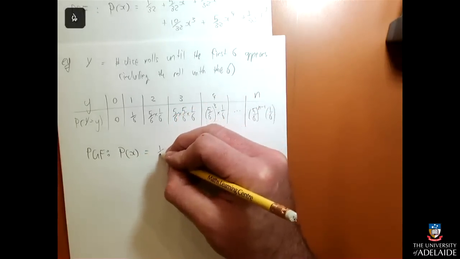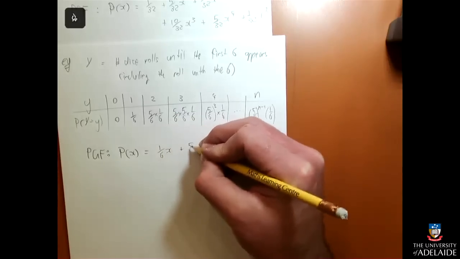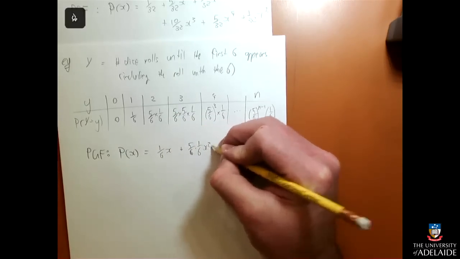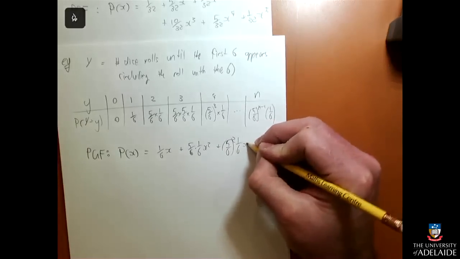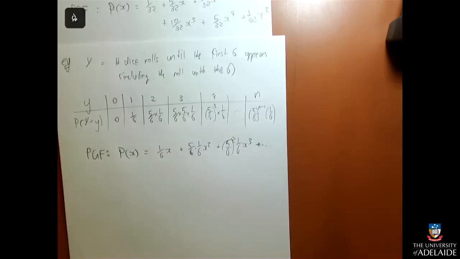1/6 x plus 5/6 times 1/6 x squared plus (5/6) squared 1/6 x cubed and forever. Because this one goes forever, because there's a probability for any number at all. Okay. Cool.